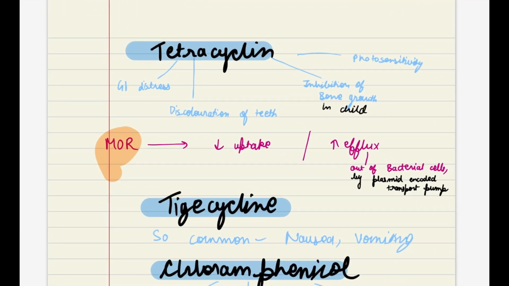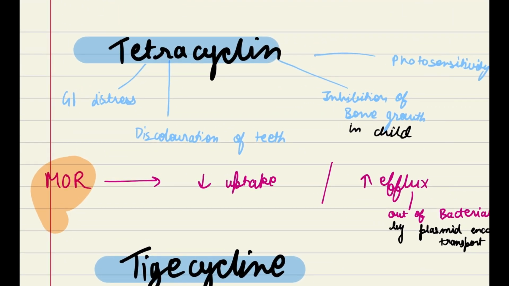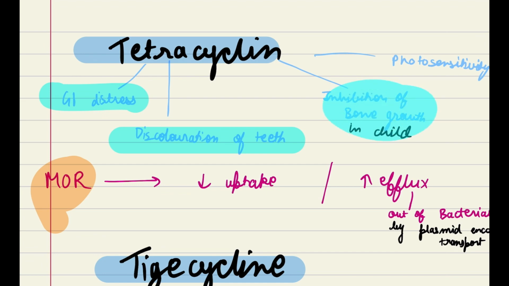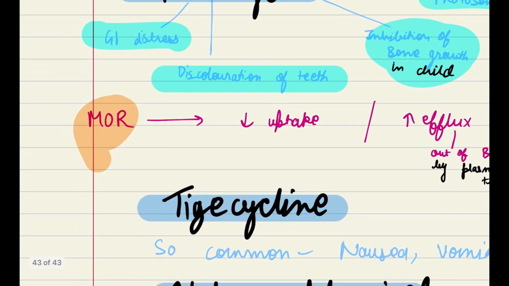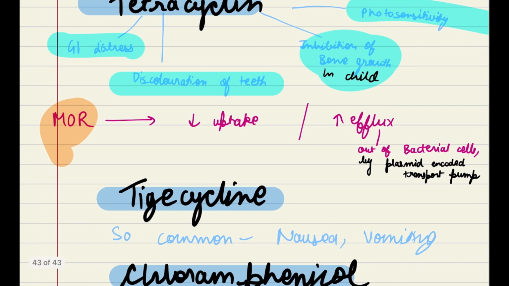Now let us cover their adverse effects. First, tetracycline causes GI distress, discoloration of teeth, and inhibition of growth, which is a very important part of a child's life. So tetracycline inhibits bone growth in children, and its adverse effect is also photosensitivity. Mechanism of resistance: it decreases the uptake or increases the efflux out of the bacterial cell by a plasmid encoded transport pump.